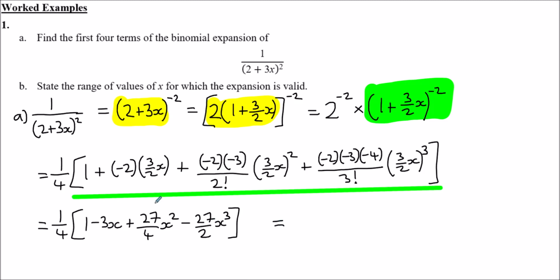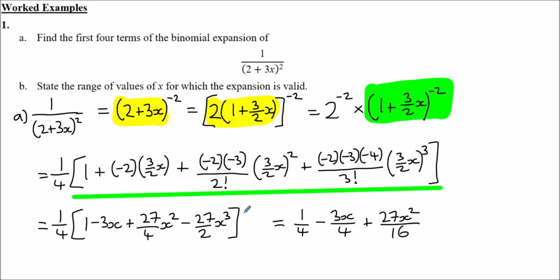Finally, we just take all of this and multiply everything here by a quarter. In other words, we divide all of these things here by 4. So 1 divided by 4 is a quarter. 3x divided by 4 is 3/4 of an x. So I have minus 3x over 4, or minus 3/4 of an x, whichever way you want to think about it. 27 over 4 divided by 4 is going to give 27 over 16. So I have 27x squared over 16. And last but not least, 27 halves divided by 4 gives me 27 eighths.